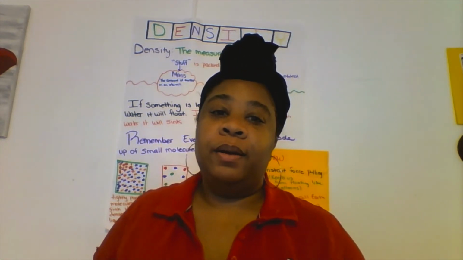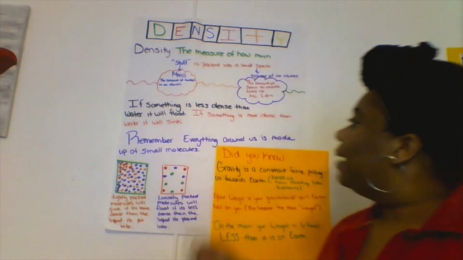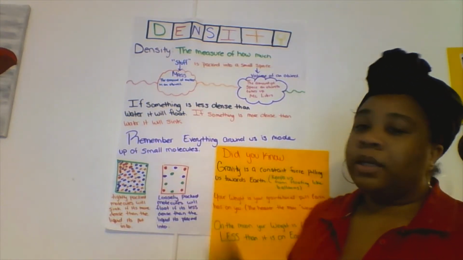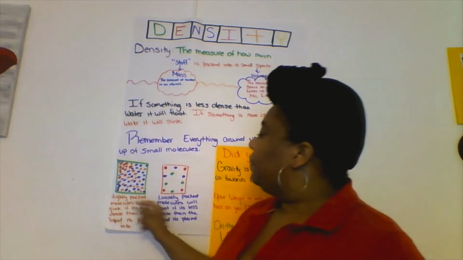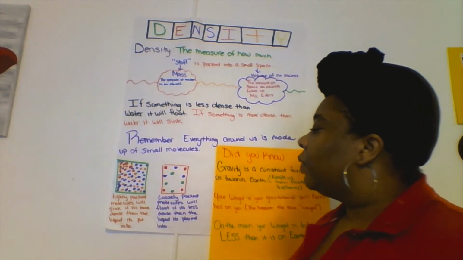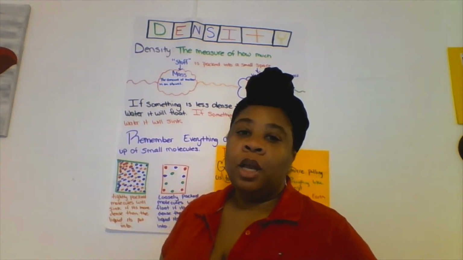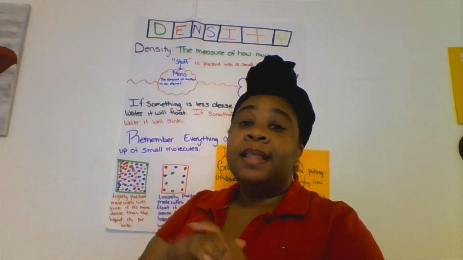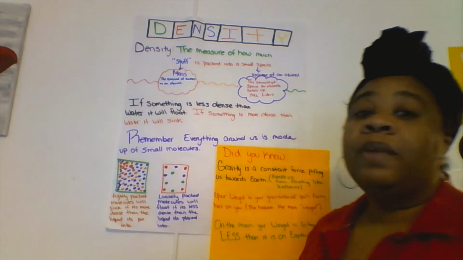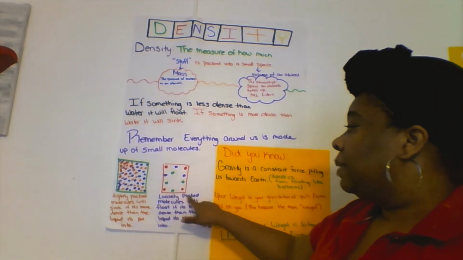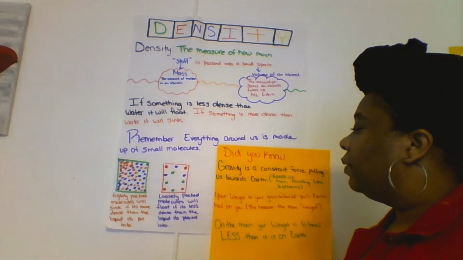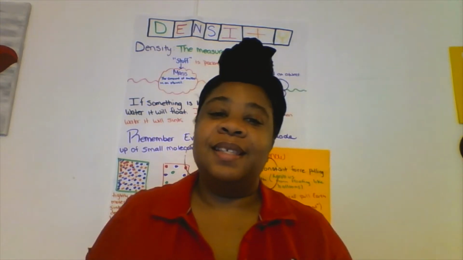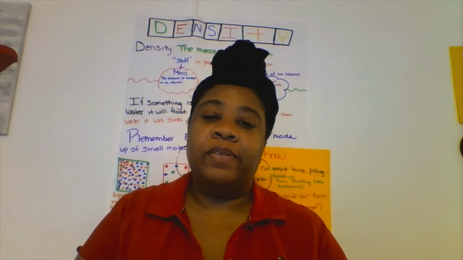Everything around us is made of matter. You are made of matter as well. Remember, everything around us is made of small molecules. Tightly packed molecules will sink if it's more dense than the liquid that it is put in. So in that bar of soap, the molecules inside of it are tightly packed together. That's why it sinks. But that rubber ducky has loosely packed molecules, which cause it to float because it's less dense than the water that it's in.